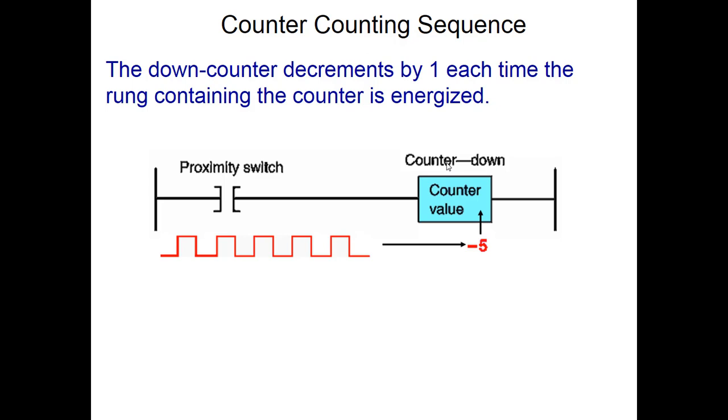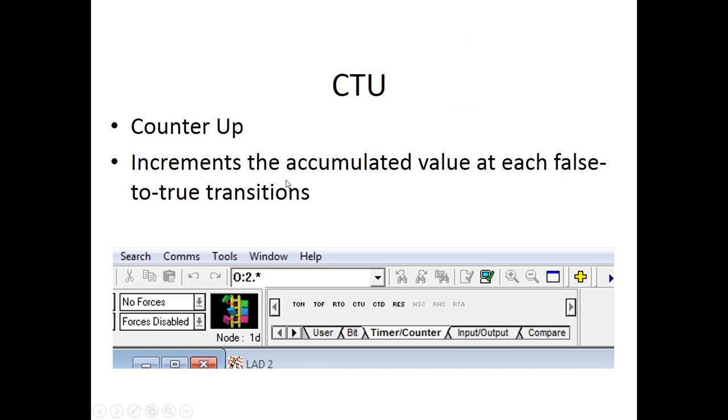So it's a down counter. Counter up increments the accumulated value at each false to true. Here is my up counter right here. It's under timer counter again, and it's going to need a reset. The reset will have to be addressed with the same address.